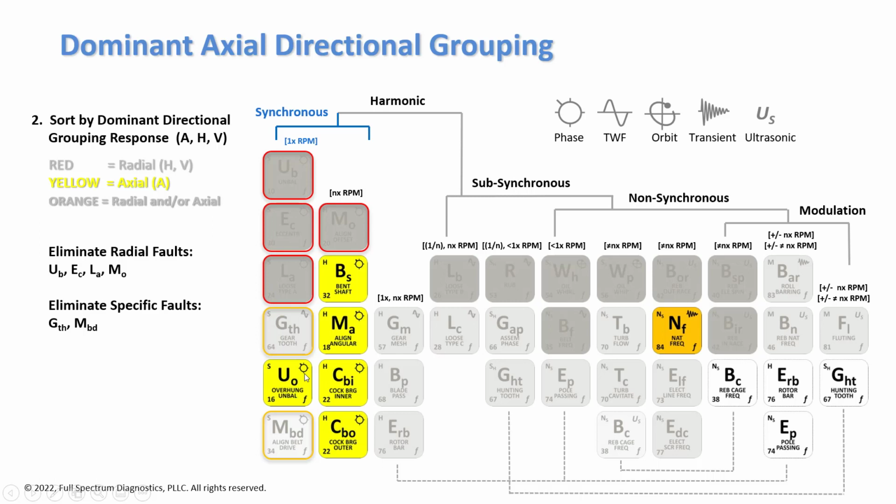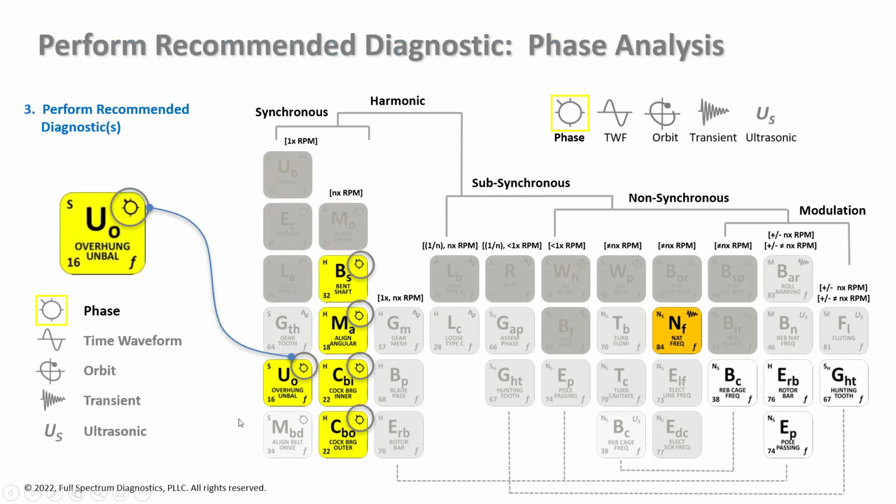I look at the upper right-hand corner. This is where my recommended diagnostic comes from. All 5 of these in the synchronous group in the axial direction have the little phase icon showing up. So I'll do a phase analysis and try to refute or confirm one of these faults, and then I'm going to do a transient analysis to do the same thing over here.